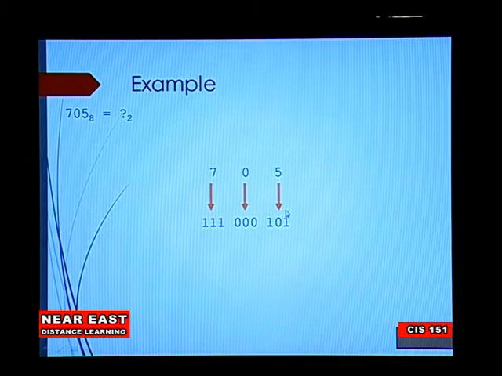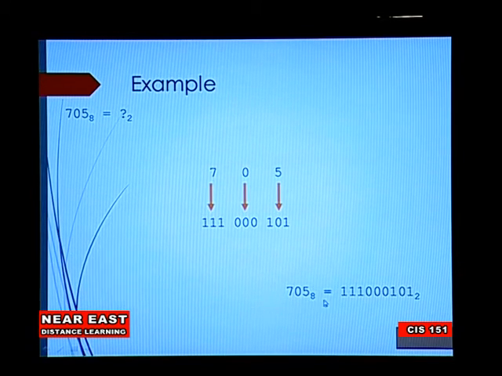The bit positions are 1, 2, and 4. So we add 4 and 1, it's 5. 0 is 0. For 7, 1, 2, and 4: 4 plus 2 is 6, plus 1 is 7. So this is the technique, how to convert from octal to base 2.